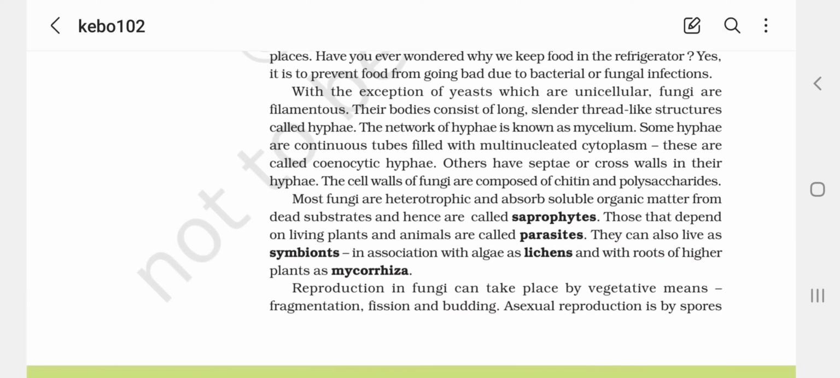Some hyphae are continuous tubes filled with multinucleated cytoplasm. These are called cenocytic hyphae. Others have septae or cross walls in their hyphae. The cell walls of fungi are composed of chitin and polysaccharides. Most fungi are heterotrophic and absorb soluble organic matter from dead substrates and hence are called saprophytes. Those that depend on living plants and animals are called parasites. They can also live as symbionts in association with algae as lichens and with roots of higher plants as mycorrhiza.